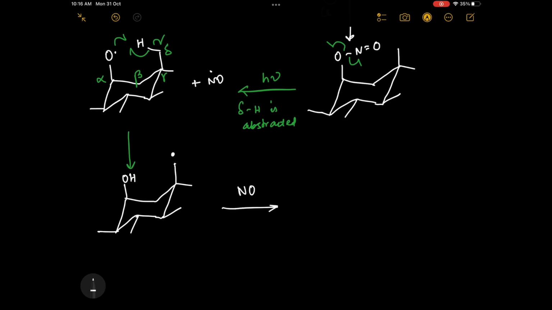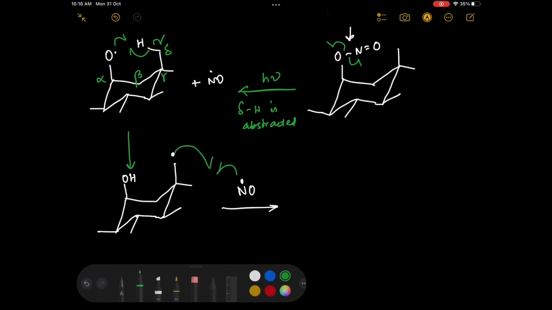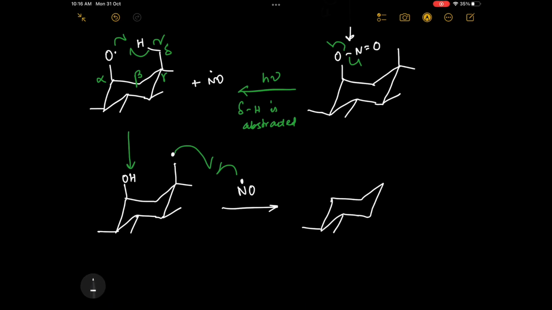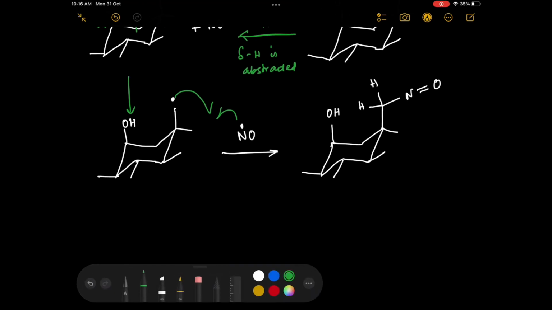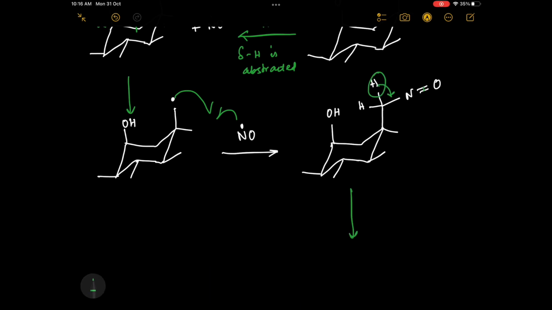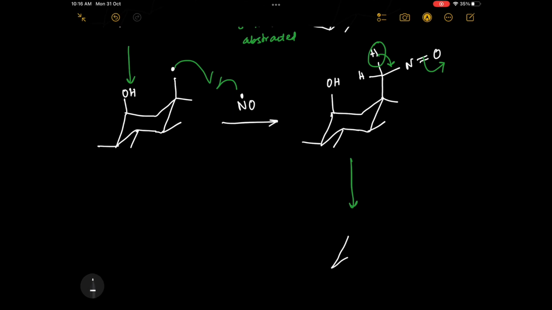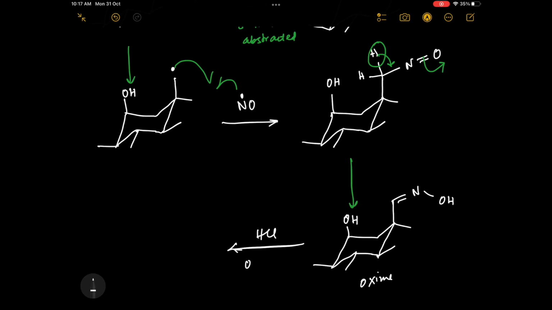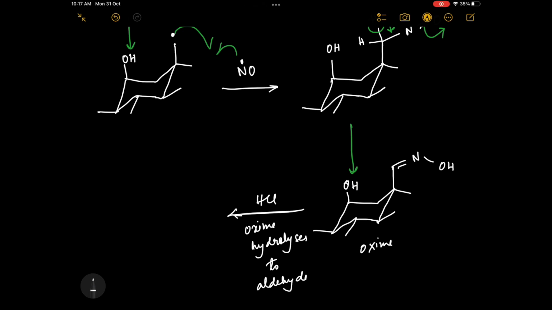The NO dot forms a bond with that particular carbon radical. There we get CH2-N=O, so there are two H's present there. Then a simple rearrangement happens, and this forms the more stable C=N-OH type of bond, which is the oxime, CH=NOH. This oxime sometimes undergoes another rearrangement to form the C triple bond N, but as HCl has been provided here, the oxime undergoes hydrolysis, and that hydrolysis yields the aldehyde. So we get the OH and the CHO.